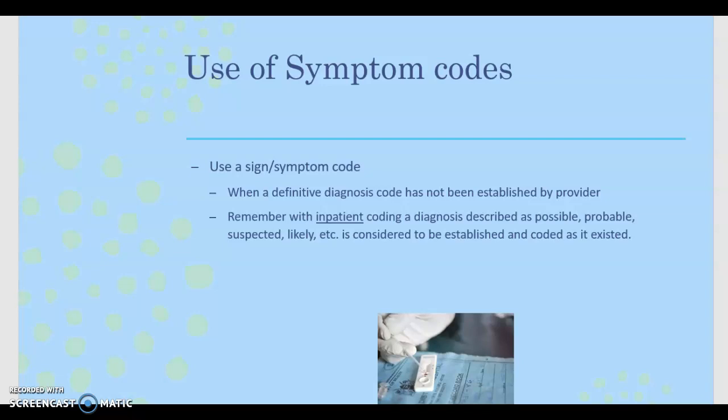If the diagnosis says possible appendicitis, possible pneumonia, or likely cholecystitis, then inpatient coders can code that condition as it existed. So we would code appendicitis, cholecystitis, pneumonia. Outpatient coders or physician coders cannot code possible, probable, or likely diagnoses and would have to code the sign or symptom that the patient exhibited.